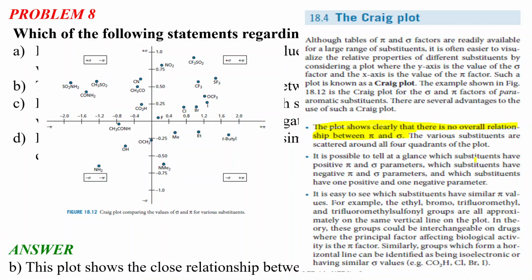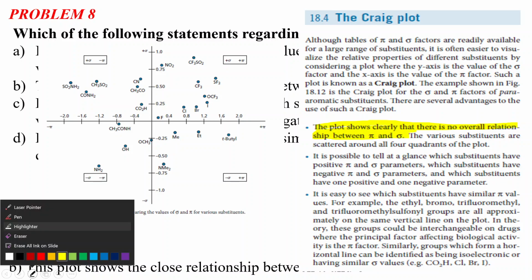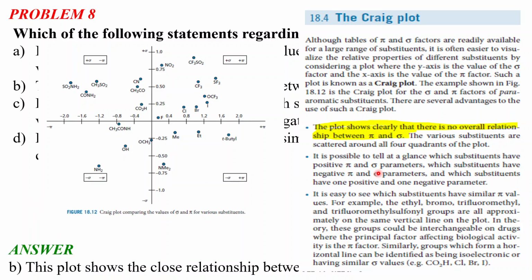It is possible to tell at a glance which substituent will have a positive pi and sigma parameter, which substituent will have a negative pi and sigma parameter, and which substituent will have one positive and one negative. Here in this quadrant, we will have both positives. Here sigma is positive, pi is negative. Here both are negative, and here sigma is negative and pi is positive.